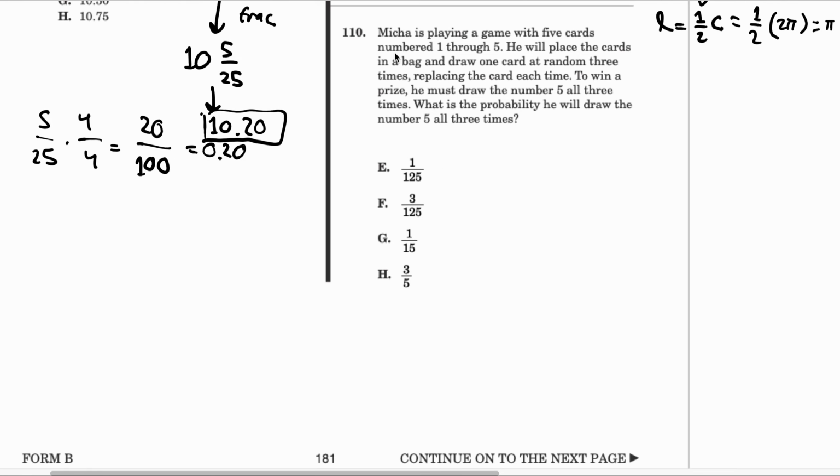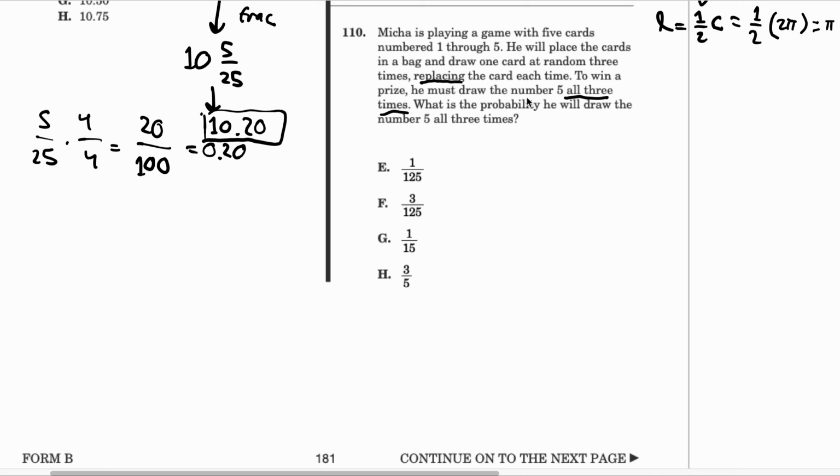So 1 in 10. Micha is playing a game with 5 cards, numbered 1 through 5. He will place the cards in a bag and draw 1 card at random 3 times, replacing the card each time, right? So he puts the card back in the bag each time. To win a prize, he must draw the number 5 all 3 times. What is the probability he will draw the number 5 all 3 times?